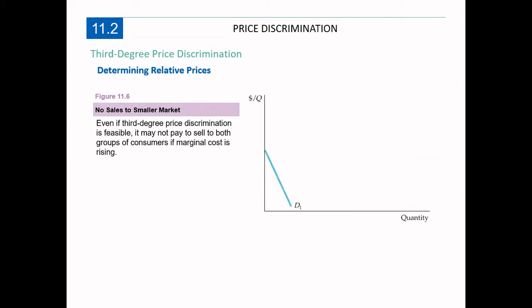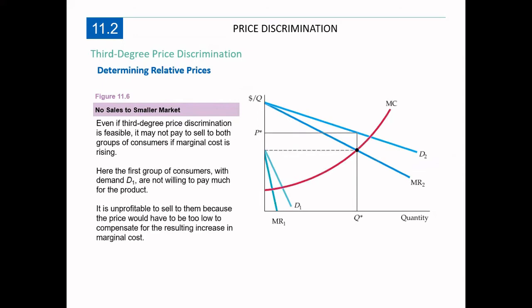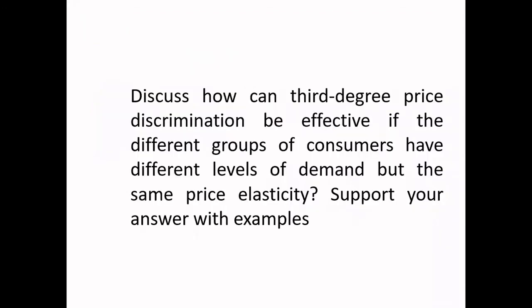So after we determine the relative prices, what do we mean by relative prices? As you see, we have a demand which is elastic and another demand which is inelastic. So the first group, with demand D1, is not willing to pay too much. It is inelastic. It is unprofitable to sell to them because the prices would be too low to compensate for the rise of the cost. If I have a huge increase of cost, for example if energy prices increase, the cost of production increases, so I cannot put a price at very, very low levels because it will reflect negatively on the profit.